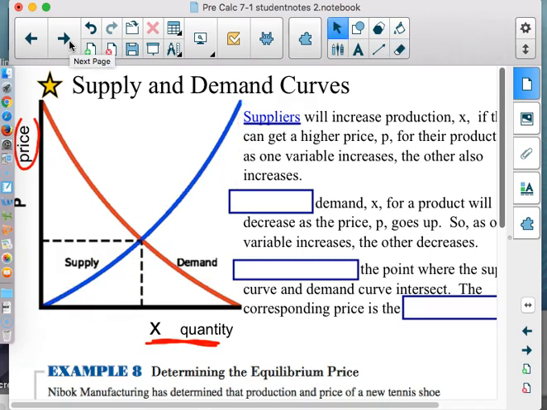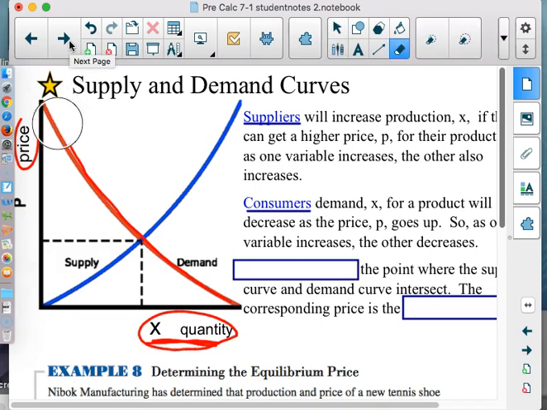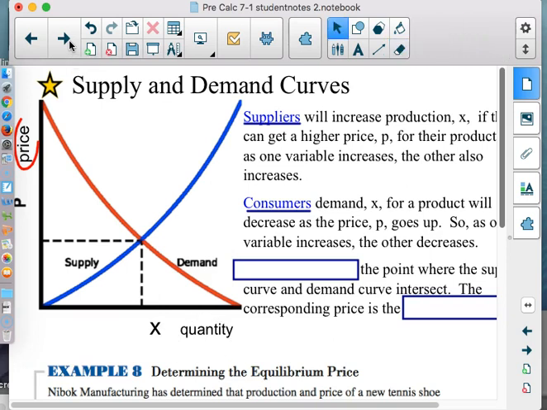But now that's not what happens for you and me who are the demand and who are trying to buy these. Consumers' demand X for a product will decrease as the price goes up. So as one variable increases, the other decreases. And that is our red demand curve here. As the price is going down, we want to purchase more of these. And so what happens is there becomes a point where your expectations and the supplier's expectations are the same. And that's going to be called the equilibrium point. And that's the point where the supply curve and the demand curve intersect.